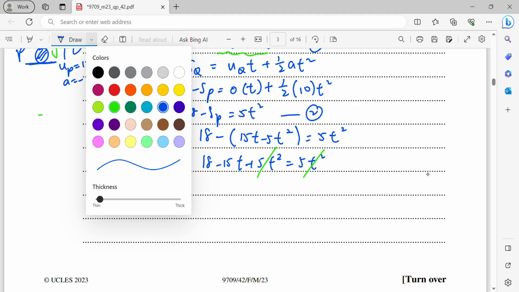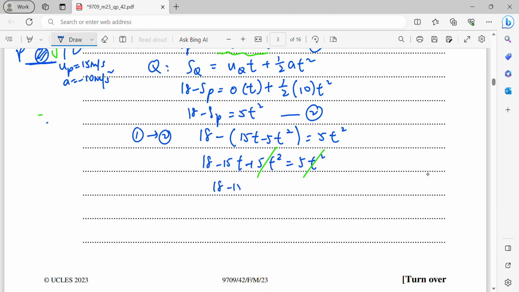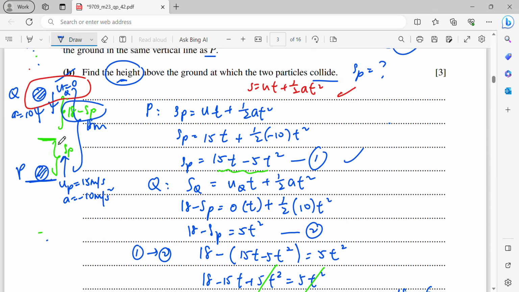Then I will get 18 minus 15T equals 0. That means 15T equals 18, which is T equals 18 over 15. Then I will get 6 over 5. Which means when T equals 6 over 5 seconds, the P and Q will collide, right?